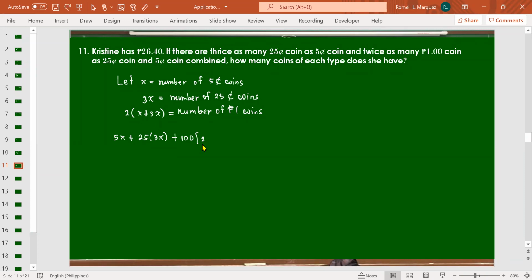Ayaw sumagot. So times 8x. And the total is 2640 ba yan? 2640 pag minultiply ng 100. $26.40. Okay, let's total those with variables. 5 plus 25 times 3 plus 100 times 8. So 880x. Could you please check, guys? 2640 divided by 880. So 3.